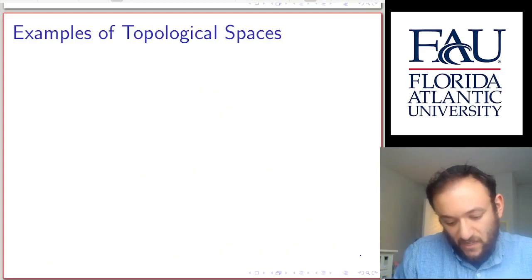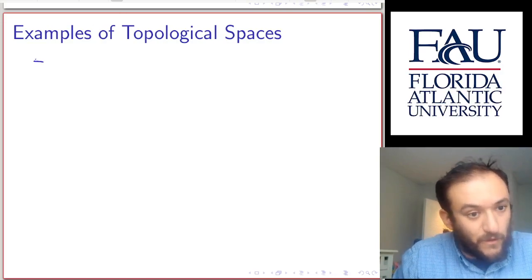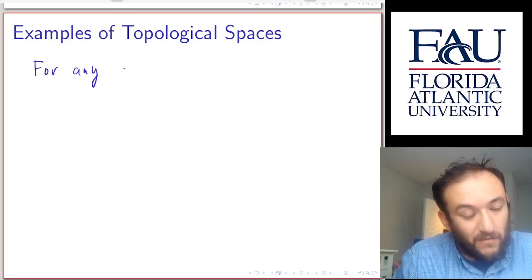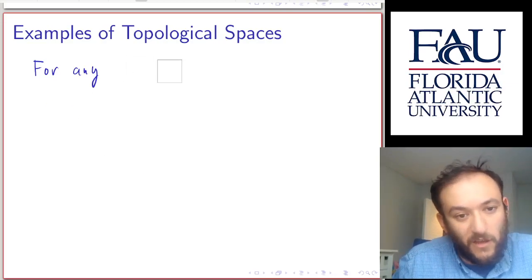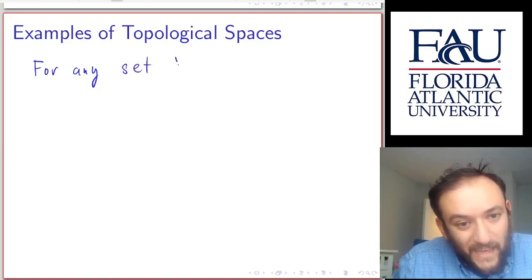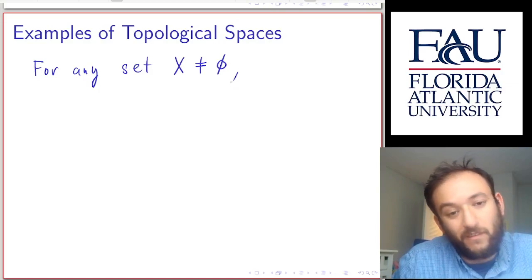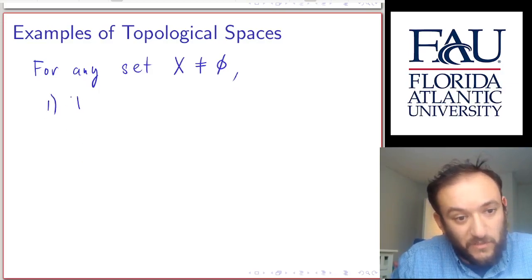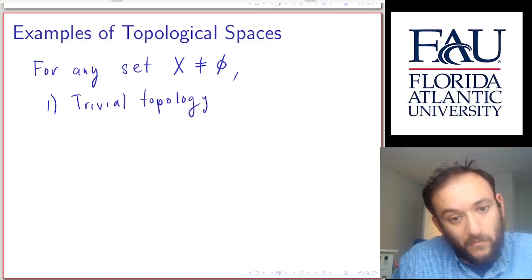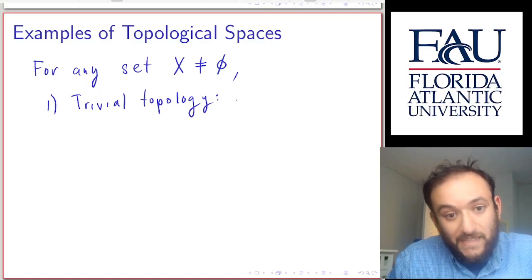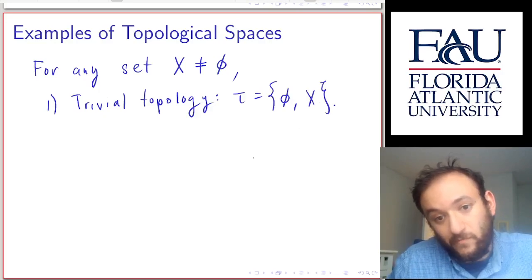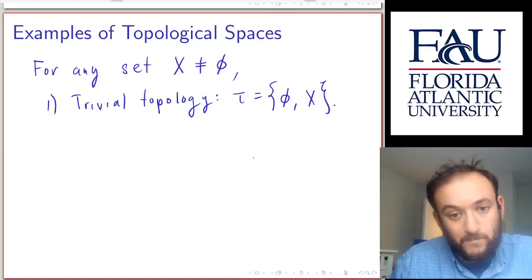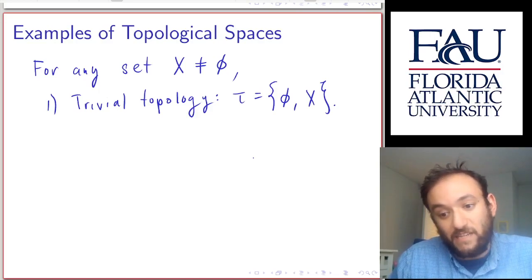Just to give you a few examples of topological spaces. For any non-empty set X, you can have the trivial topology, where the only closed sets are the empty set and the full set. You can check for yourself that all of the axioms are satisfied.